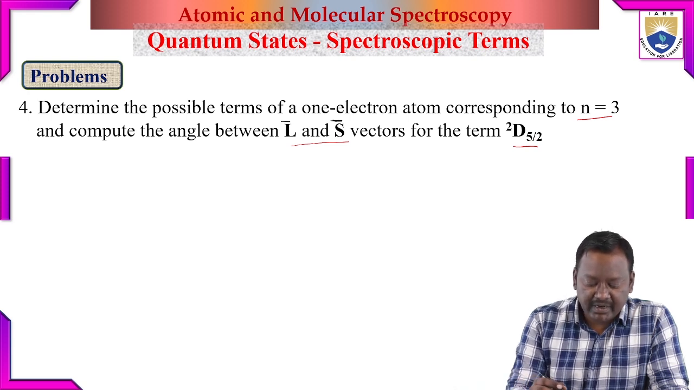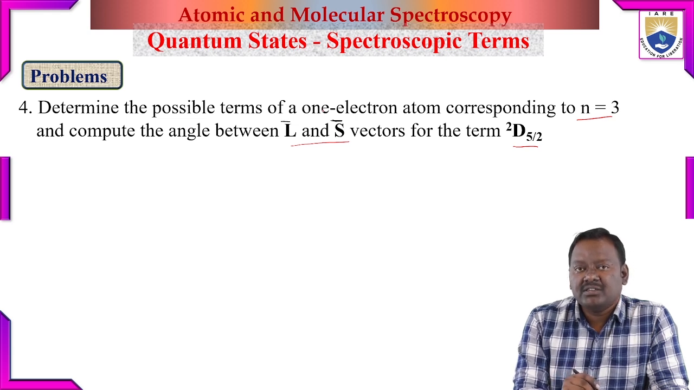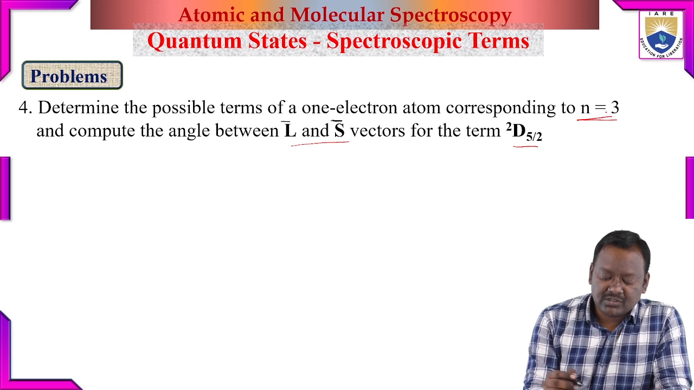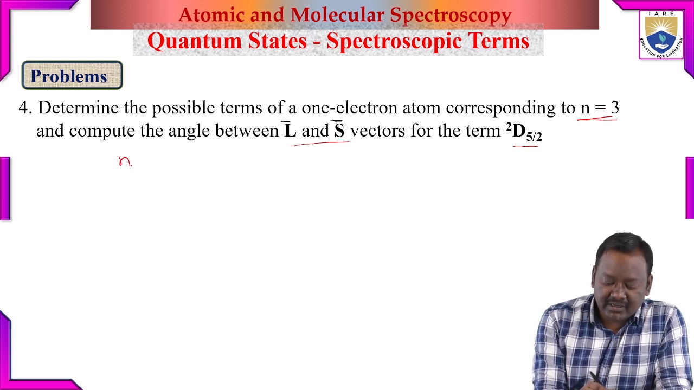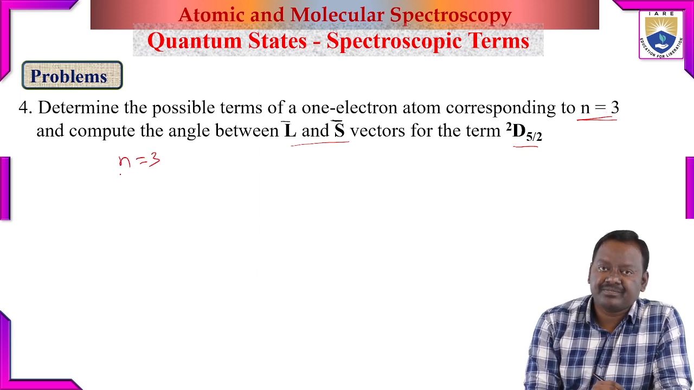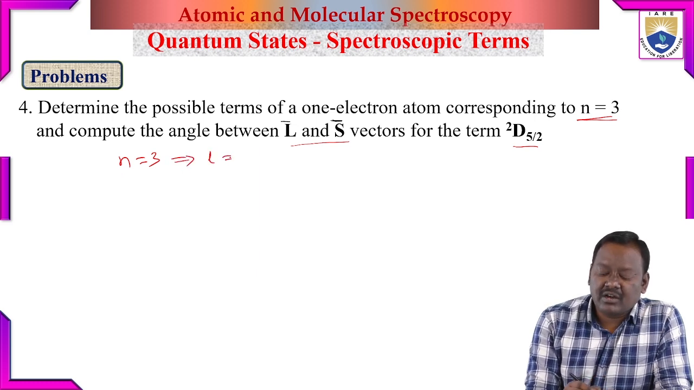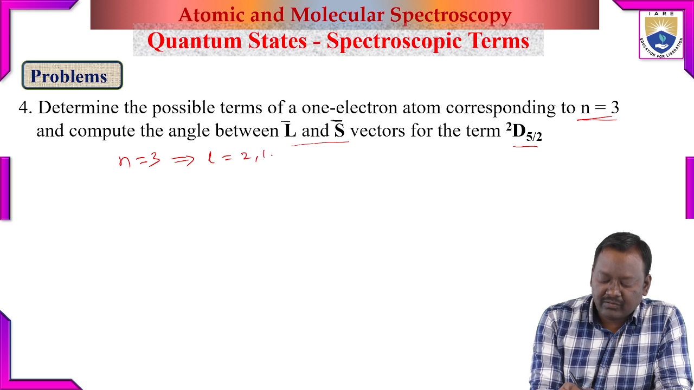So let us find the possible terms for a single electron atom. When the electron is revolving in the third orbit, n equal to 3, the possible L values are 2, 1, 0.